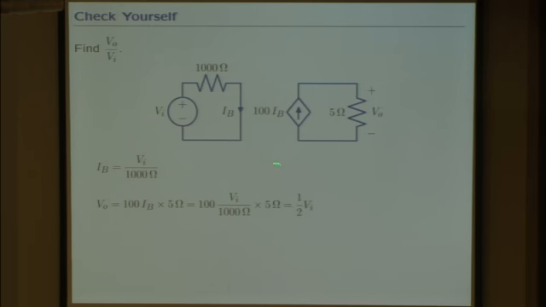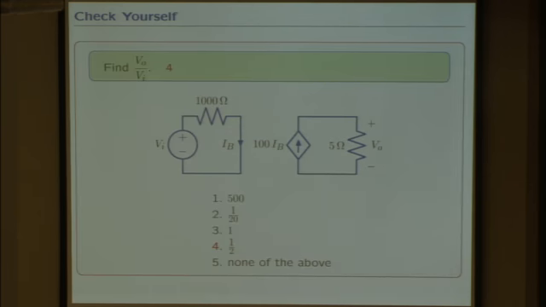So what's going on the left? Well, you can solve for IB. IB is just VI over 1,000 ohms. Then you can take that value of IB and use that to solve for what's going on over here. Over here, V out is this current, 100 IB, times this resistance, 5 ohms. But we just found out that IB is VI over 1,000 ohms. Substitute it in, you get half VI. So the answer is number 4. The ratio of V out to V in is a half.